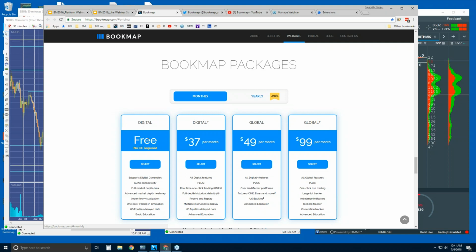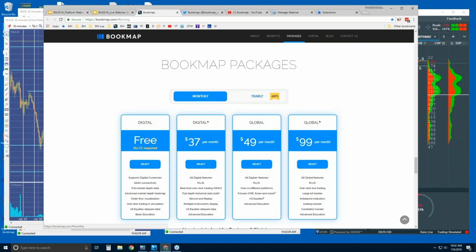The digital version here is free. It only connects to one digital currency at a time. That's it. You don't get the full education, and you don't get full support. You don't get to be able to record the data. But the data is free, and that market is open 24 hours a day, 7 days a week. So you can always look at a live market, and that's why we're offering it for free.